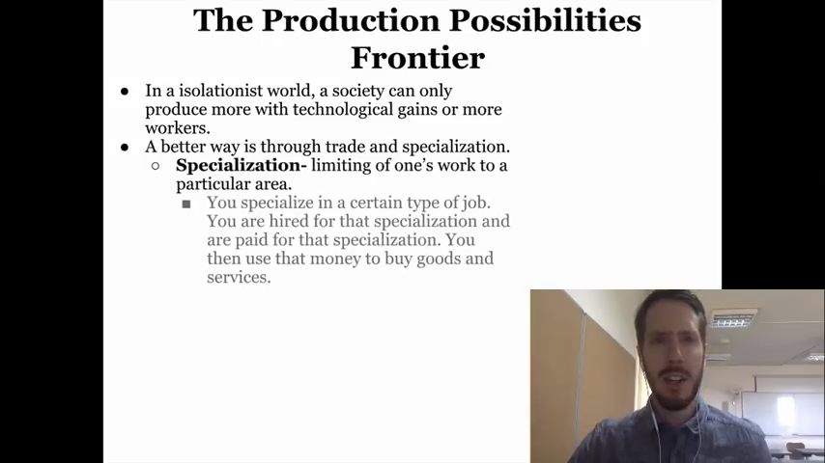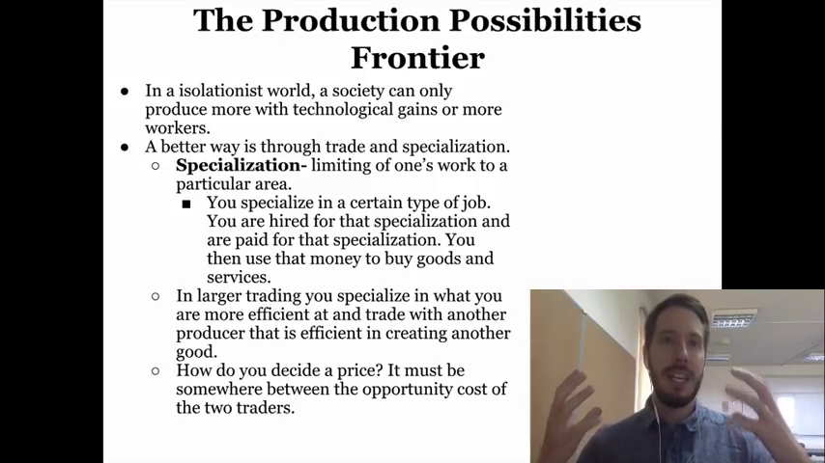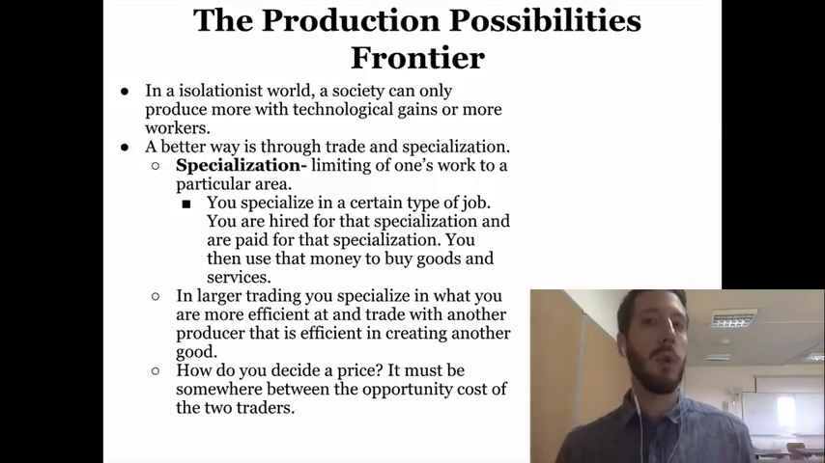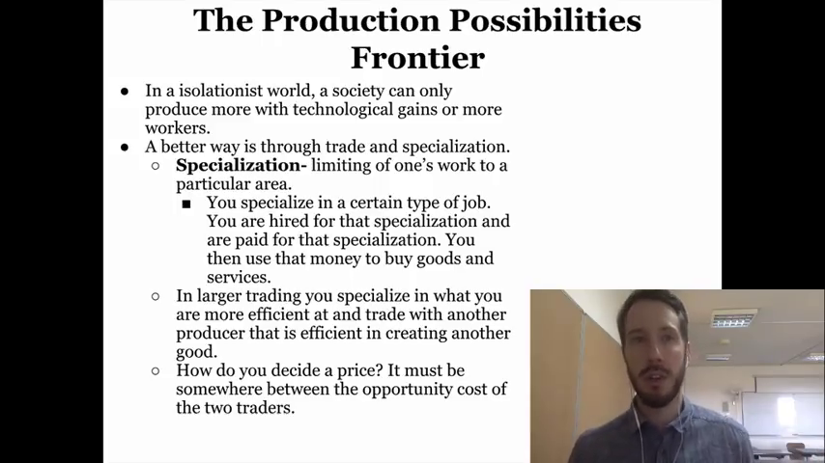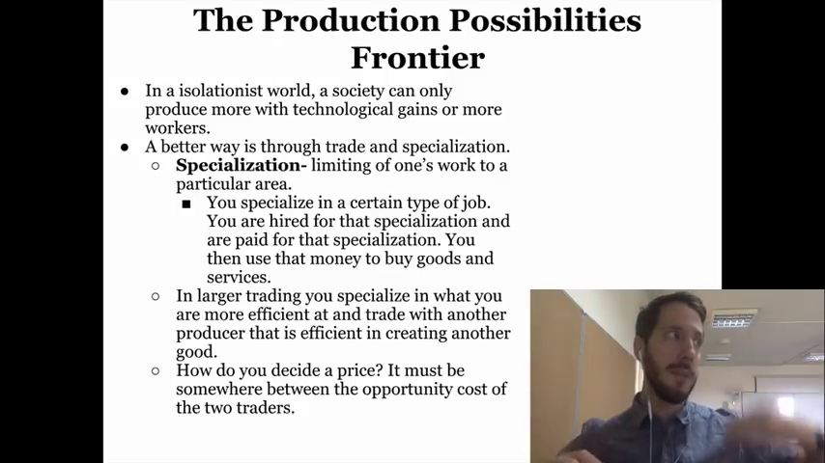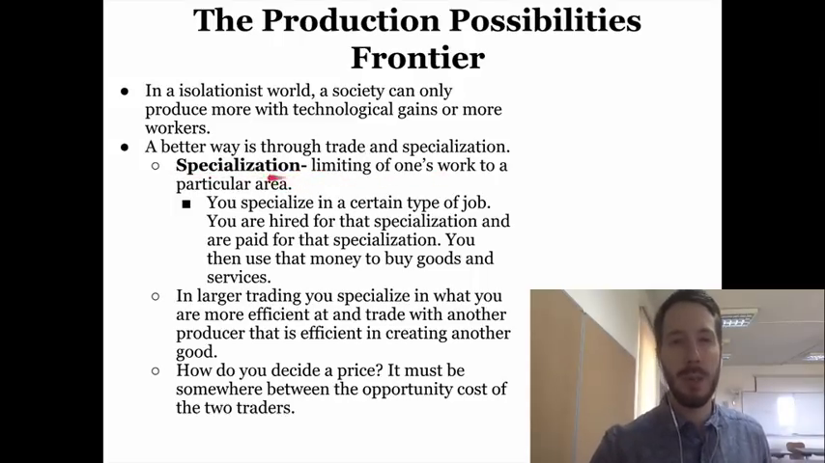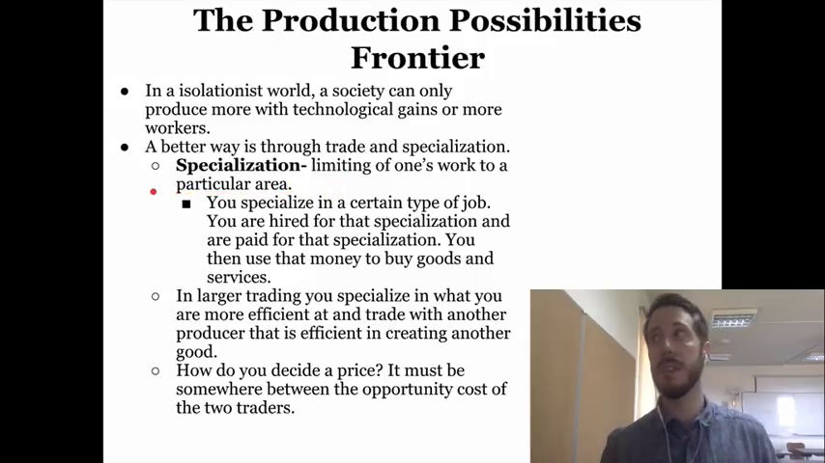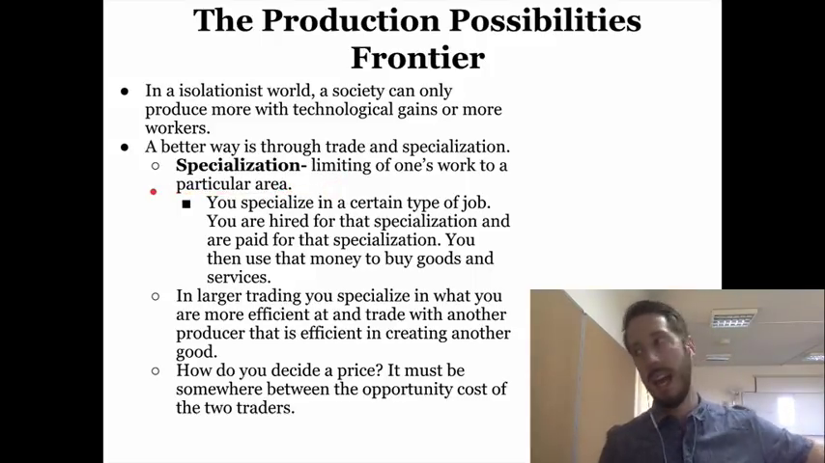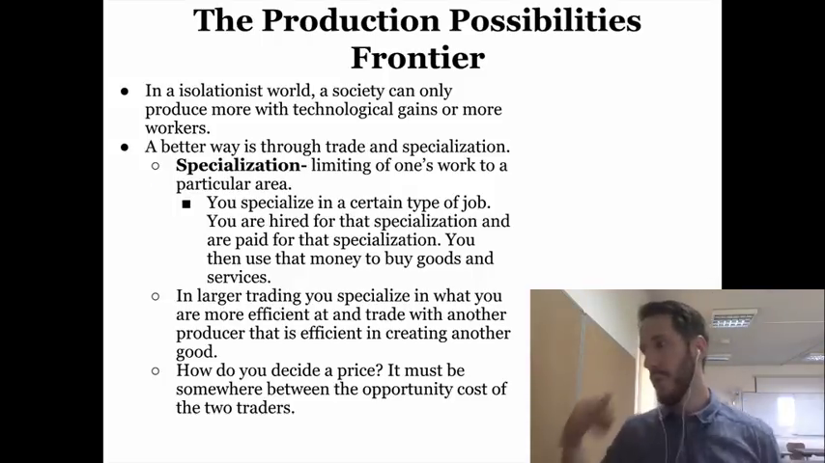So let's talk a little bit more about why the PPF graph or model exists. Because in an isolationist world, a society can only produce more through technological gains or more workers. There is a maximum output that a society can produce. But if they want to be more efficient at creating all of their things, they specialize. And we said this in the prior video. Specialization is limiting one's work to a particular area. Instead of saying I could produce either wheat and cotton in some combination as a business, I'm going to specialize in creating either wheat or cotton.